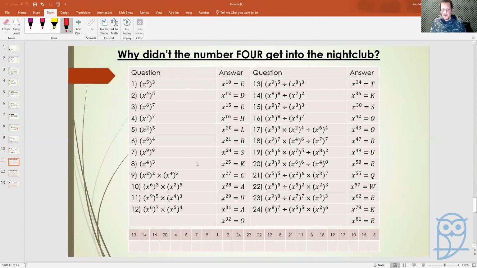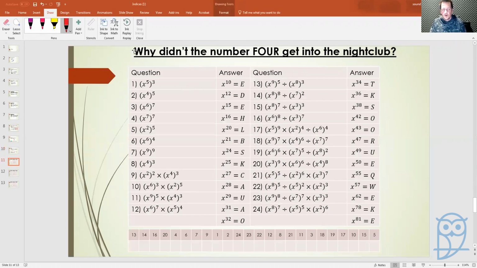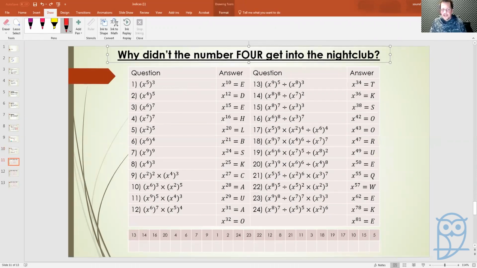And once you have all of these answers, you'll be able to link those answers to specific letters. And once you have linked those answers to letters, you're going to look at this bottom row here, and you're going to put the letter answer corresponding with the question number in each of these blocks to answer the question why the number 4 didn't get into the nightclub.